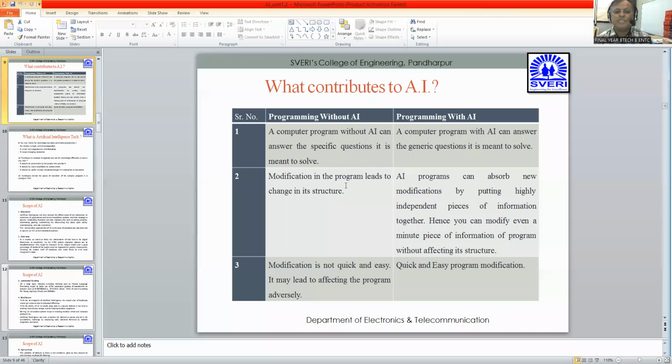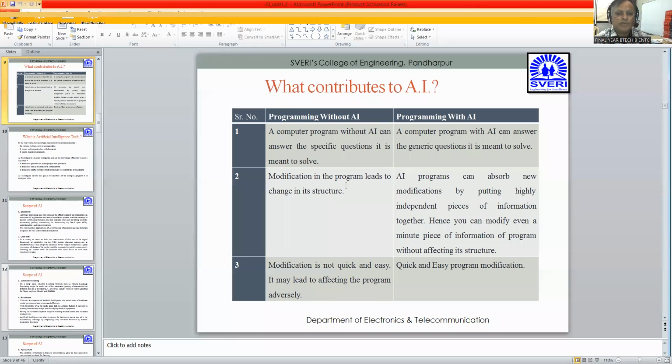Like in human to human interaction, even if I ask a general question, you will be able to give an answer. Similarly, when programming with AI, you can give an answer to the generic questions it is meant to solve.